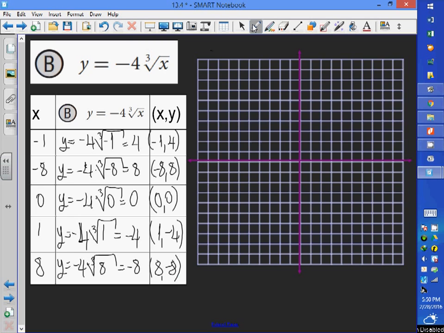Let's plug them on the graph. So negative 1 goes to 4, which is up to here. And negative 8 goes to 8. It's up to there. And 0 and 0 is here. 1 and negative 4: 1 is here, negative 4 is here. And 8 and negative 8: 8 is here, negative 8 is here. So let's draw this graph.